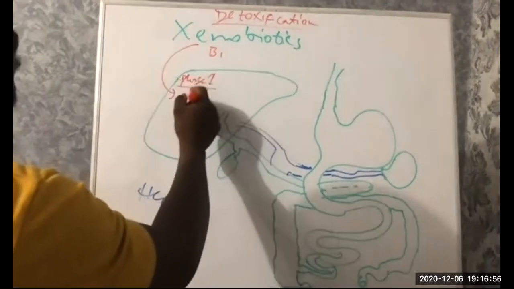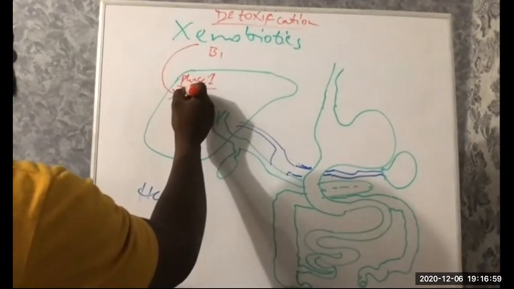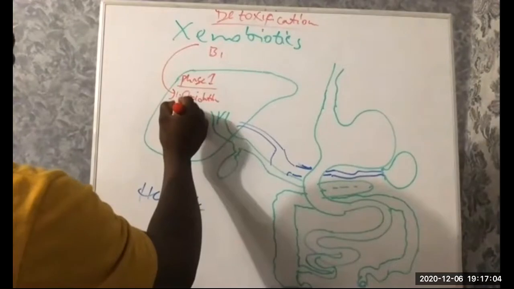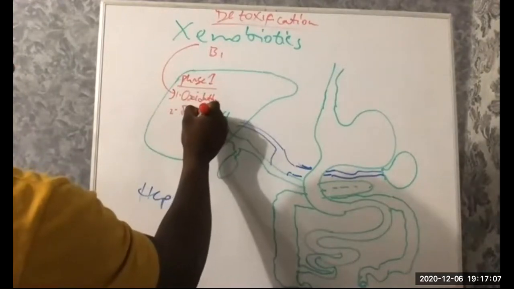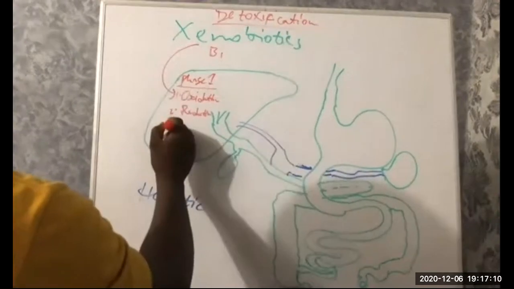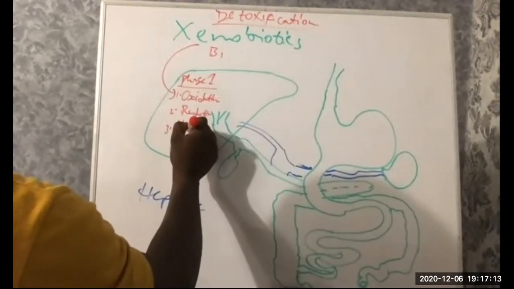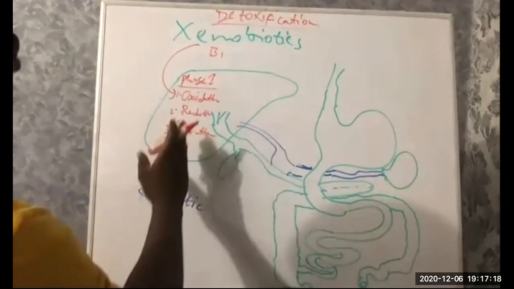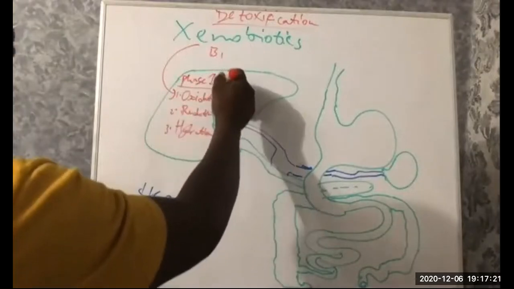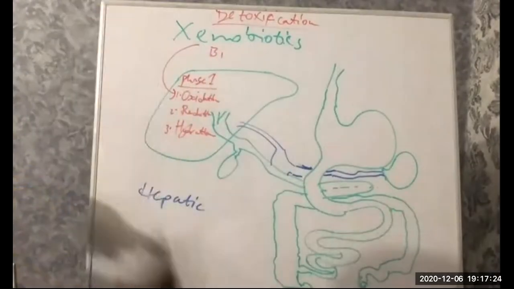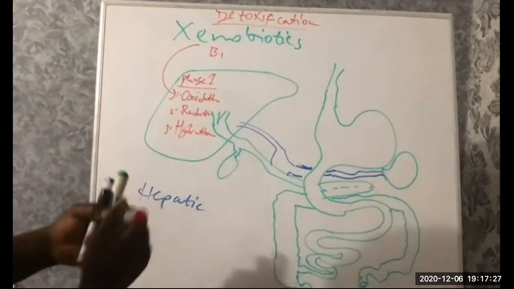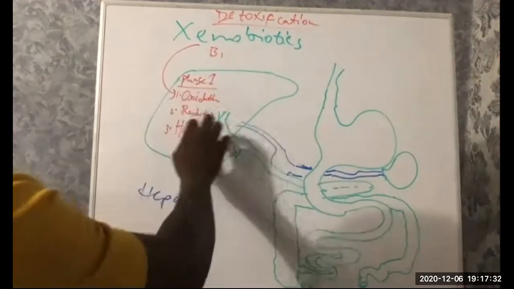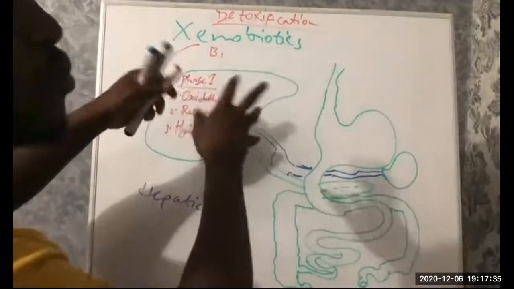Now, in phase 1, those xenobiotics will undergo oxidation. They will also undergo reduction, and then hydration as well. Once it undergoes all these processes, phase 1 has ended. It will form an intermediary product, which is usually a reactive metabolite. Sometimes those drugs that we take have to undergo this process and become very active. Some of them will undergo this process and most of them will become inactive.